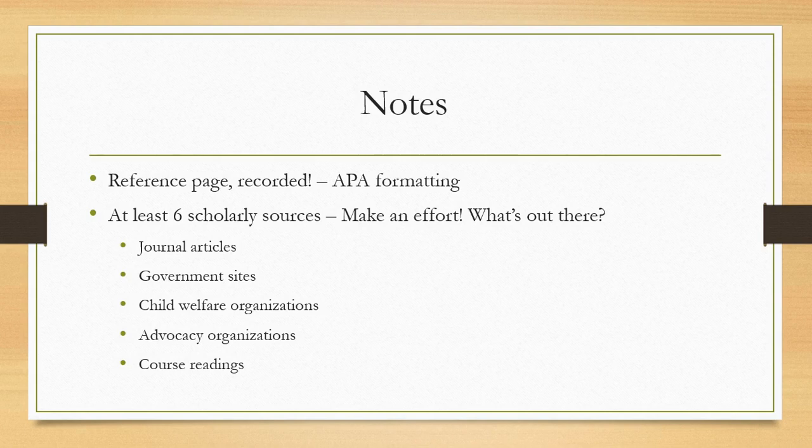You should plan to include at least 6 scholarly sources. This should not be a problem. There are an abundance of resources provided in this class and on all of these topics. So please make an effort to do good research on what's out there. You can use journal articles, government websites, child welfare organizations, advocacy organizations, and of course you can use the course readings.